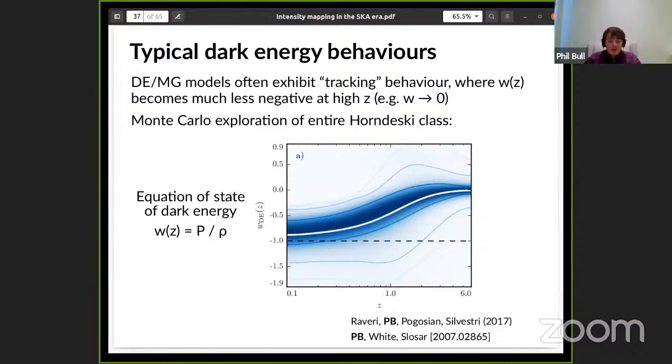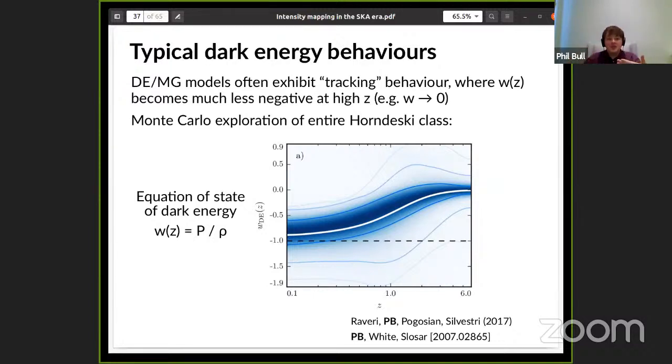So again, I'm not going to spend too much time on this. I just want to show you some of the possibilities. So this is the point I was making about different theories of dark energy predicting a deviation from a cosmological constant at these higher redshifts. What we did here in these papers led by Marco Roveri, and I followed it up recently this year, is we did a Monte Carlo exploration of the entire class of a very broad type of dark energy models called Horndeski models.